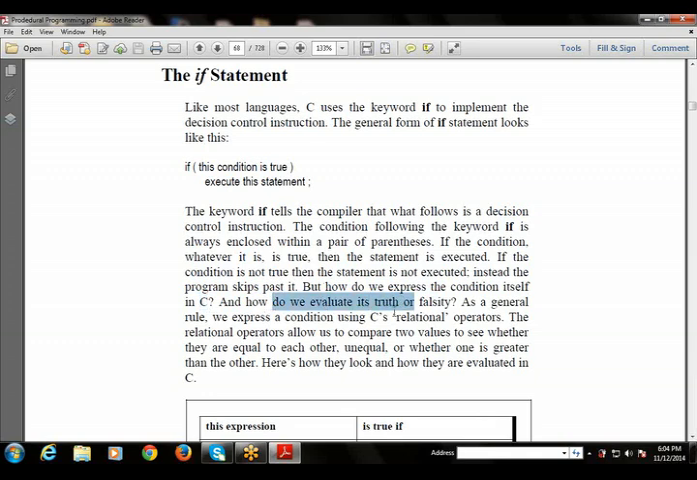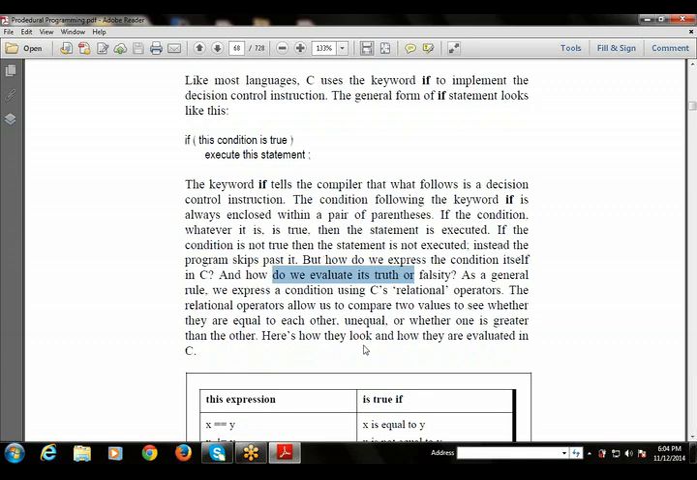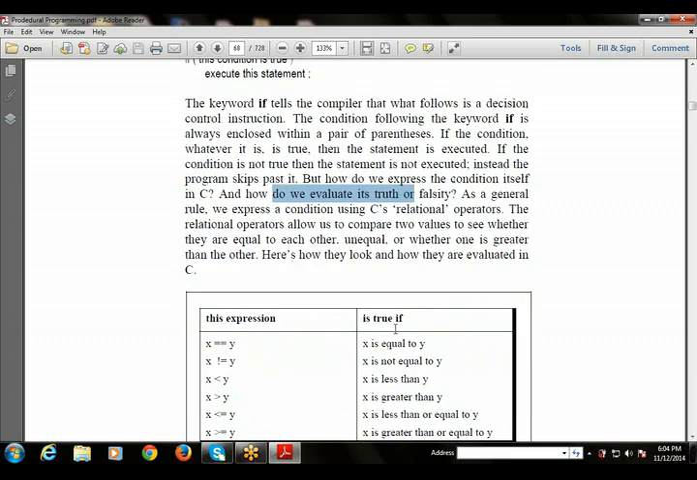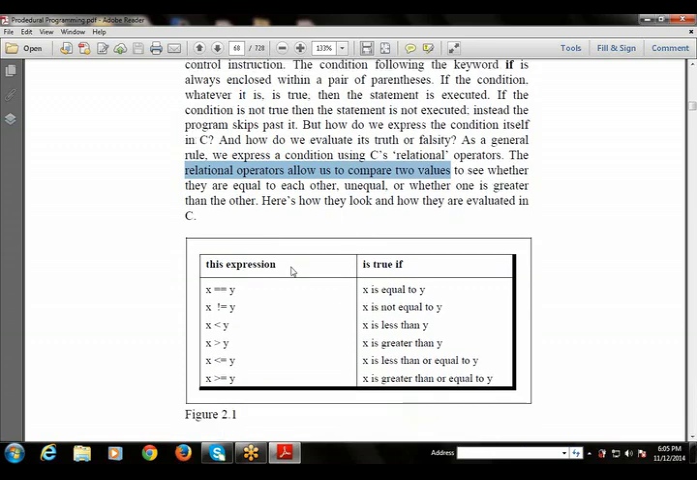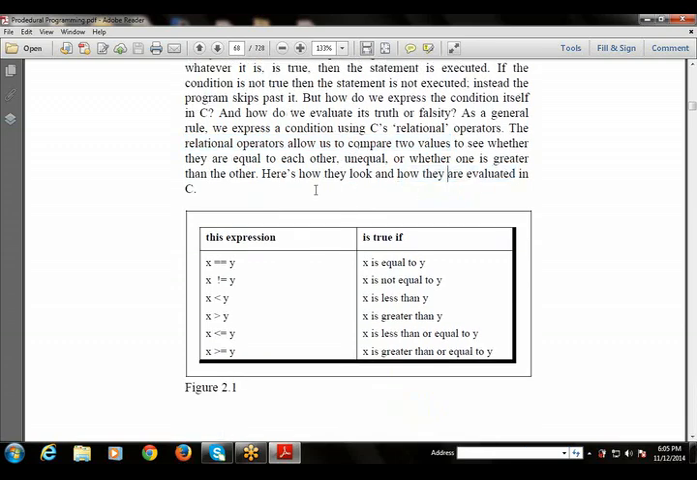And how do we evaluate its truth or falsity? That is how we can evaluate whether this is correct or not. The relational operators allow us to compare two values to see whether they are equal or unequal, whether one is greater than the other or not. This is the statement that is used here, how they look and how they are evaluated in C.